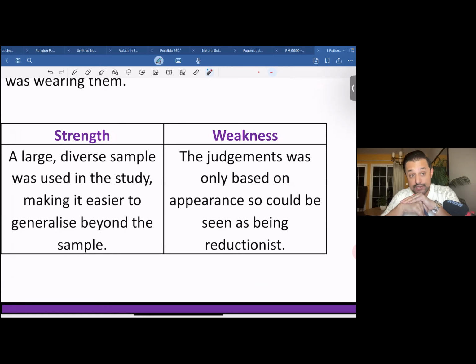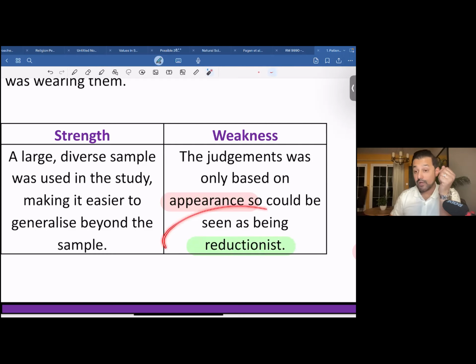The sample was large and diverse, which would of course add to the generalizability of the findings. Nonetheless, we need to keep in mind that all of these medical centers where the data was collected were from one particular part of Scotland. If we move on towards weaknesses, the judgments were only based on appearance. So this could be seen as a reductionist approach.